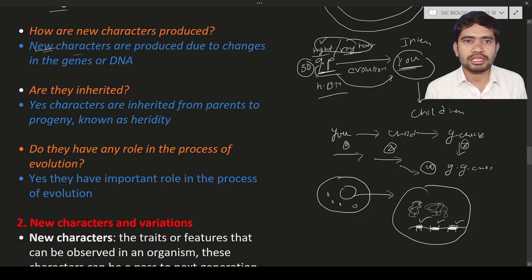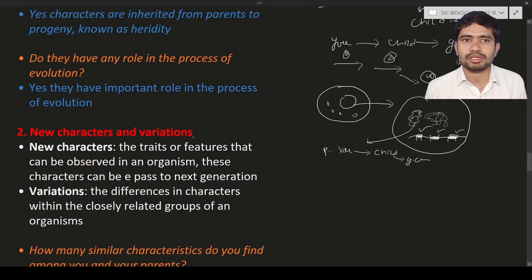Are they inherited? Yes, these genes are inherited. These genes will be inherited from your parents to you, and these changes will be passed from you to your children, and again from your children to your grandchildren, and so on. So they are inherited from parents to children, children to grandchildren, and so on. Do they have any role in the process of evolution? Yes, they have a role in the process of evolution.